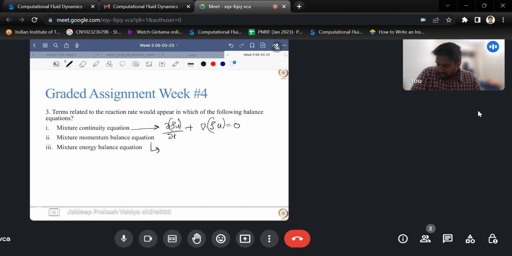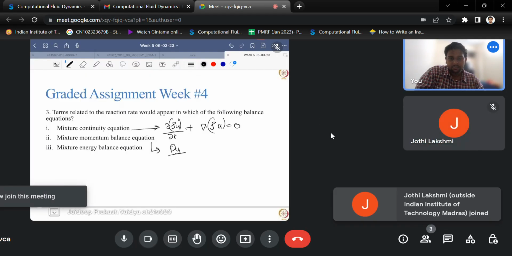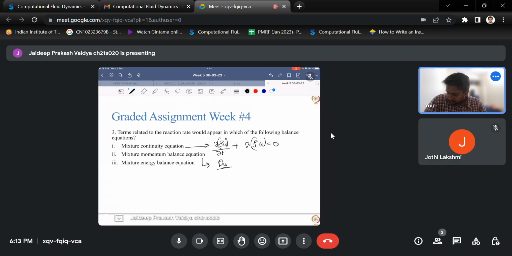The mixture momentum equation is given by the Navier-Stokes equation as dou u by dou t plus del dot uu should be equal to minus 1 by rho del p plus mu by rho del square u plus g.